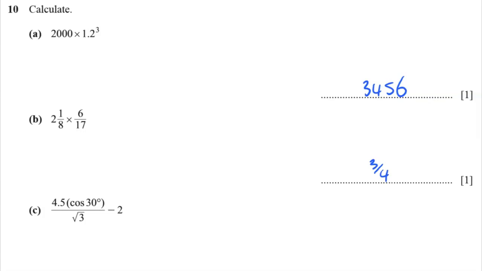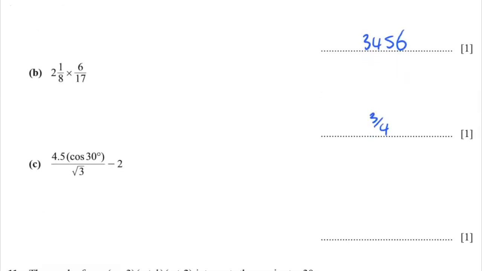And for the next one, it's got slightly more complicated. 4.5 times the cos of 30 degrees, but all of that is divided by the root of 3, and then we'll subtract 2 from the answer. And we get exactly 1/4. Well, that's crazy. Crazy, but correct.